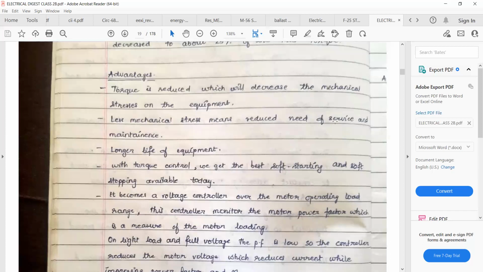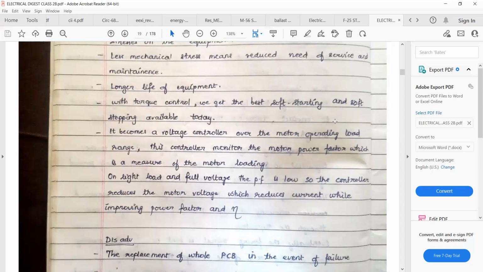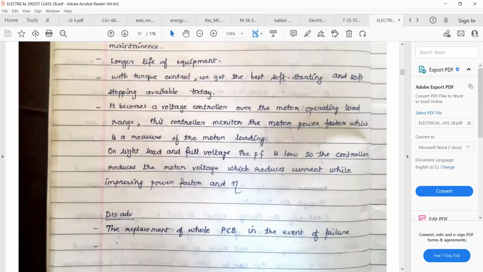With torque control, we get the best soft starting and soft stopping available today. It becomes a voltage controller over the motor operating load range. This controller monitors the motor power factor, which is a measure of motor loading. On light load, with full voltage, the power factor is low. So the controller reduces the motor voltage, which reduces the current while improving the power factor and efficiency.